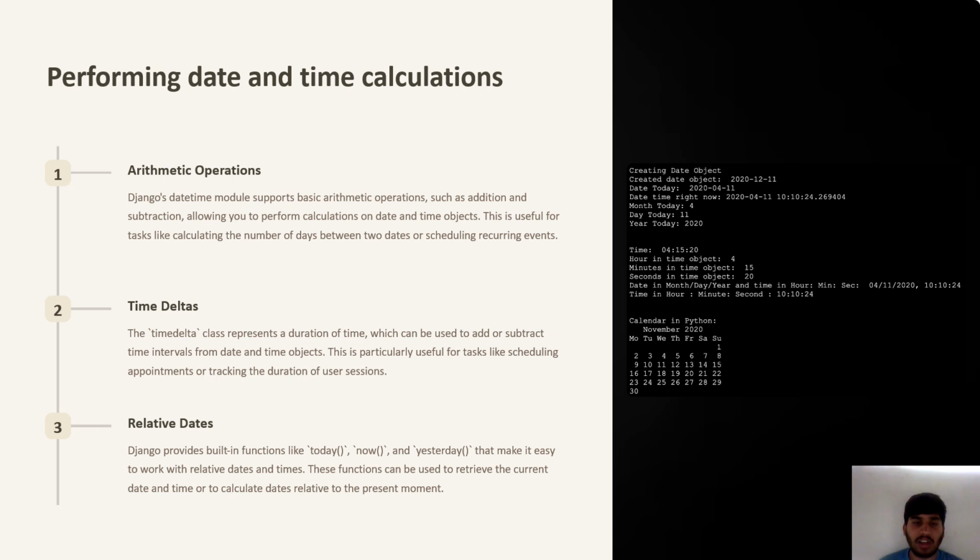Relative dates. Django provides built-in functions like today, now, and yesterday that make it easy to work with relative dates and times. These functions can be used to retrieve the current date and time, or to calculate dates relative to the present moment.